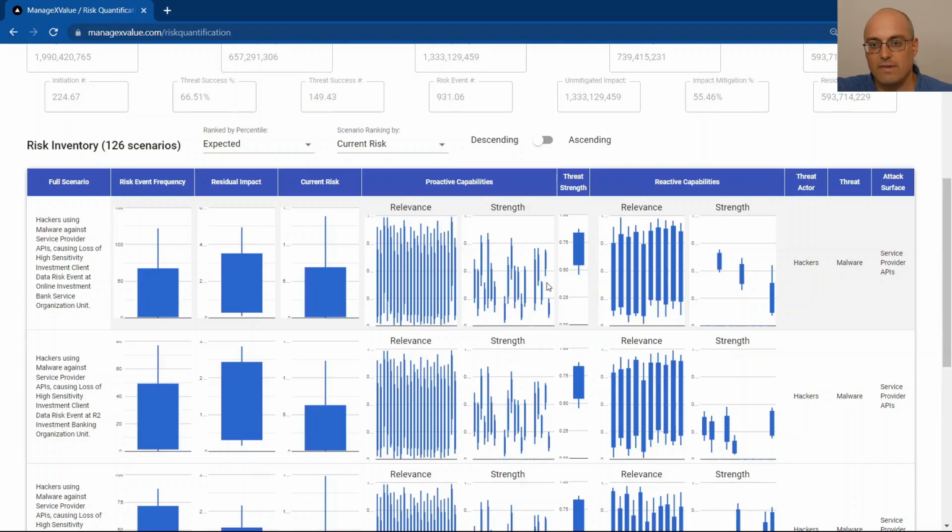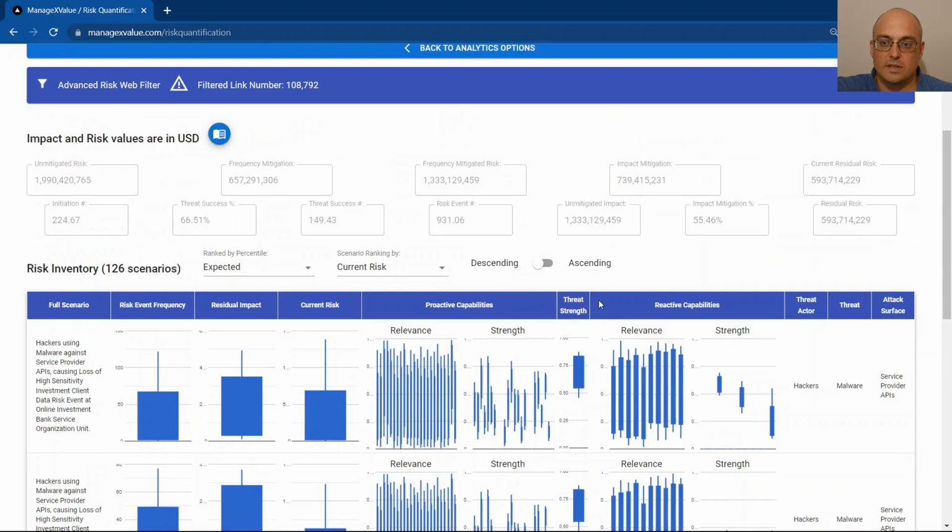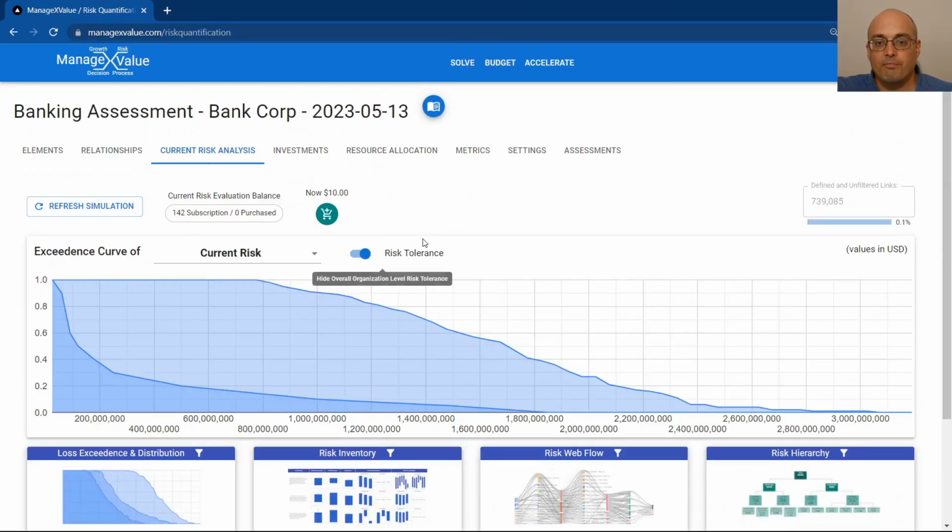The objective of an investment is always to increase the strengths of the capabilities. From a proactive perspective, increase the strengths across various attack surfaces, and from a reactive capability perspective, increase the strengths in organization units. You can also see that there are reactive capabilities that actually have zero strength in this hypothetical model, even though there are a lot of relevant reactive capabilities.